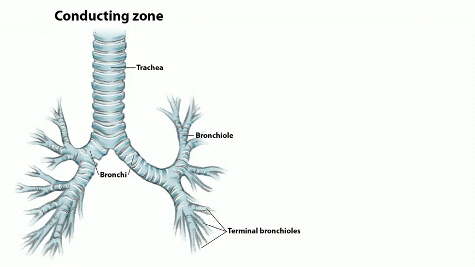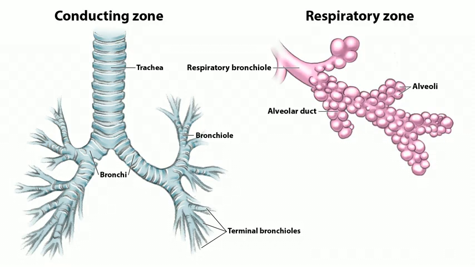Now, this will be referred to as an anatomic dead space because it's not grabbing any oxygen from the air and putting it into the blood. But it does act to filter the air, to warm it up, and to humidify that air as well. Now, the other zone is called the respiratory zone, and obviously this is the area of gas exchange. Now, it includes the alveoli, the alveolar ducts, and the respiratory bronchioles.